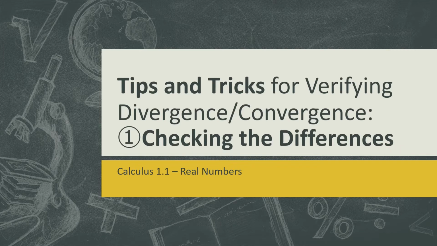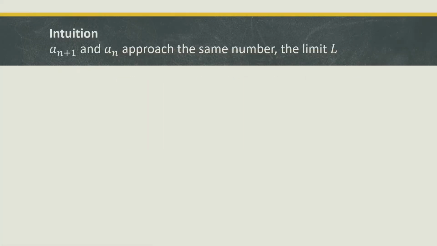The first trick that we'll look at is checking the differences between the terms as n approaches infinity. The intuition behind this approach is as follows. If we know that the sequence is convergent, then we know that the terms approach the limit L.